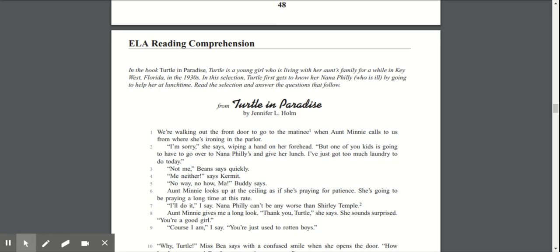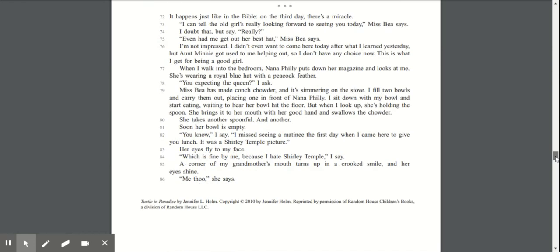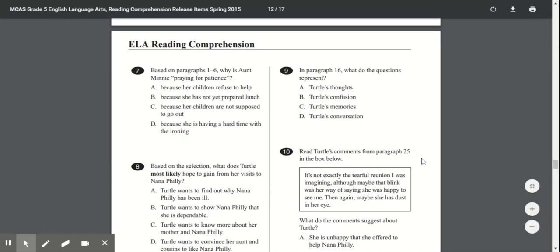So she's praying for patience in this moment, as it says in the last line in paragraph 6. Aunt Minnie looks up at the ceiling as if she's praying for patience. She's going to be praying a long time at this rate. So no one wants to help her bring the food. And since they don't want to help her, she's praying for patience because they won't help bring Nana Philly lunch, since she's very busy. So who else is going to help her in this moment? She has to figure that out. All right. So this leads us to answer choice A, because her children refuse to help.